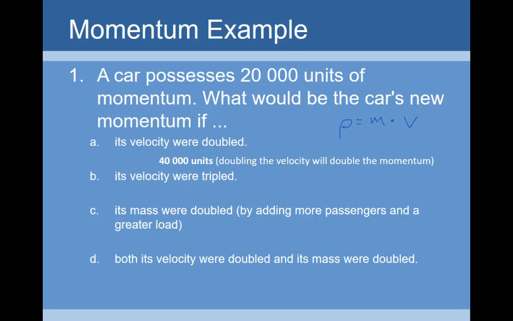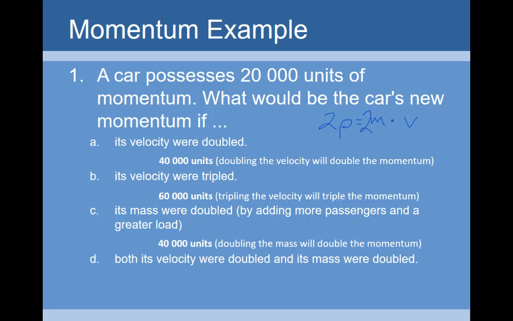So you can probably figure out what would happen if we tripled it. If we triple the velocity, that's going to triple the momentum. So 3 times 20,000 is 60,000 units. Now, what if we doubled the mass this time? So we added more passengers. If we think about this, it's no different than doubling the velocity because of the relationship of these two. And so we're going to double that, going from 20,000 units to 40,000 units.